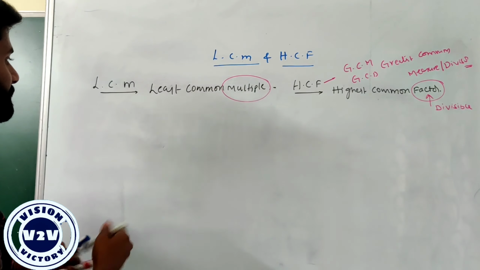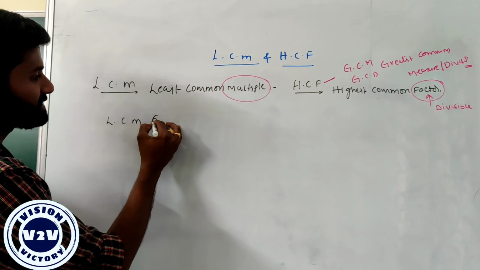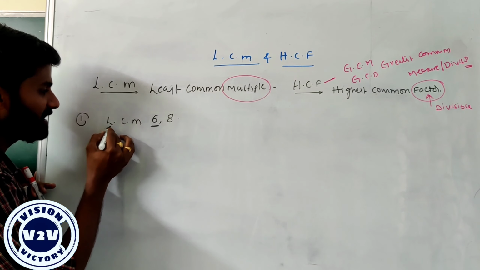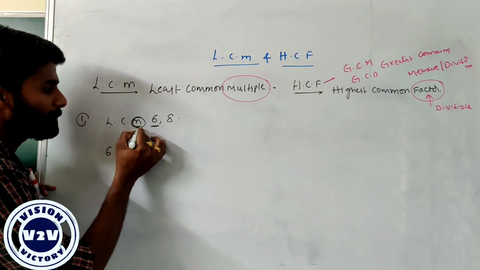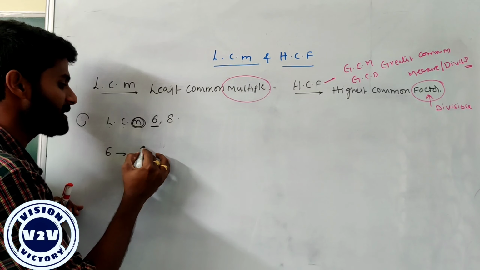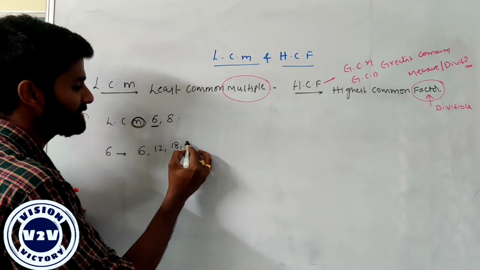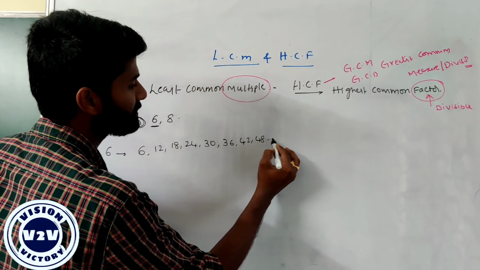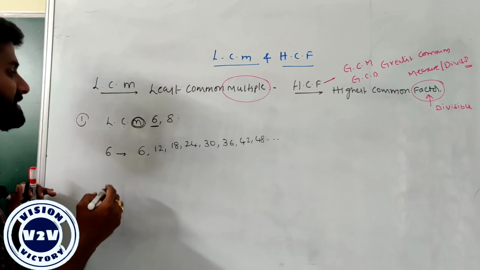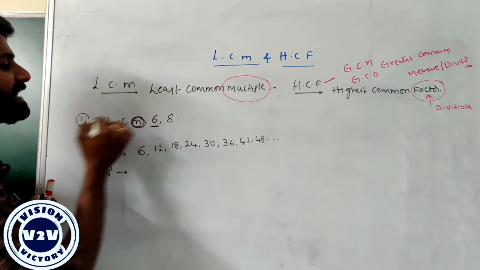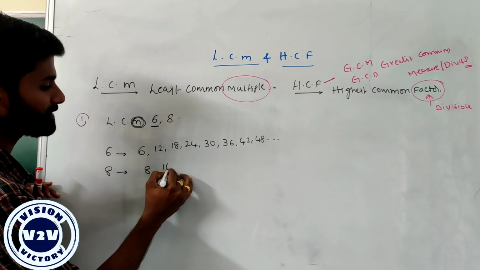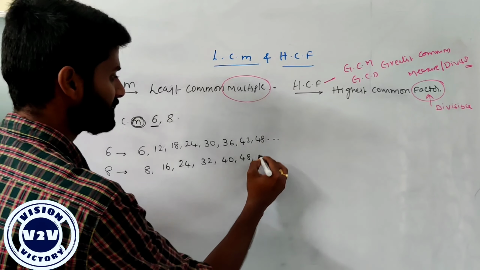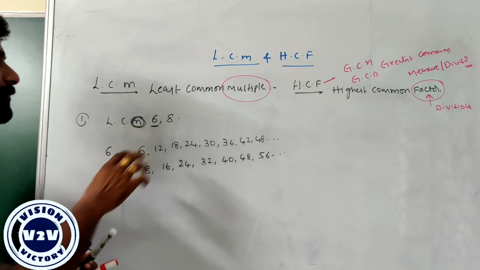Okay, first we will go to an example. Find the LCM of 6 and 8. So that is the first example. First see, pick the first number 6. LCM means least common multiple, so you can pick the multiples of 6. Multiples of 6 are 6, 12, 18, 24, 30, 36, 42, 48, and so on. In the same way, take the other number 8 and consider its multiples. Multiples of 8 are 8, 16, 24, 32, 40, 48, 56, and so on.